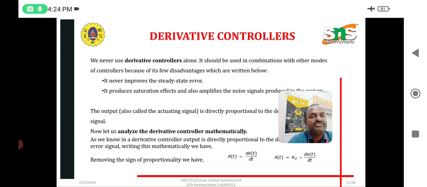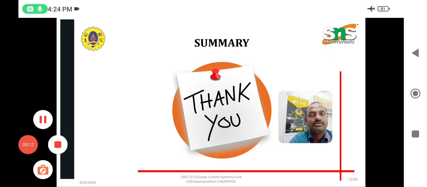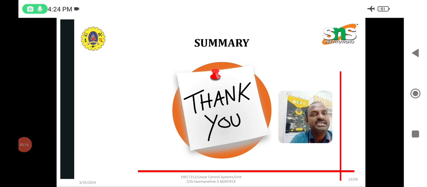Next point, the derivative controller. Derivative controller means it is a derivative action. So A of t is proportional to the derivative of E of t divided by dt. Equating, A of t is equal to Kd times dE of t by dt. Kd is the derivative constant. These are all the important concepts for the different systems, that is P controller, PI controller, PID controller.